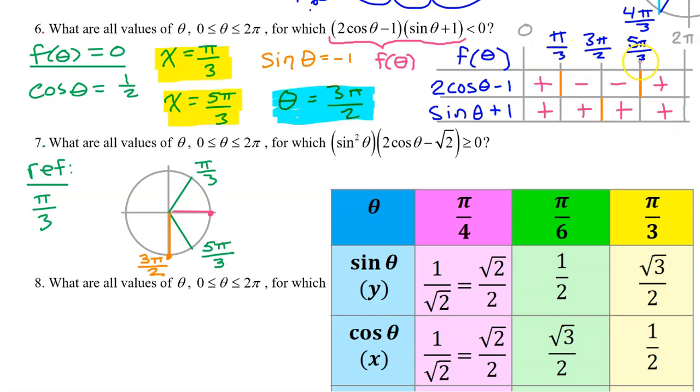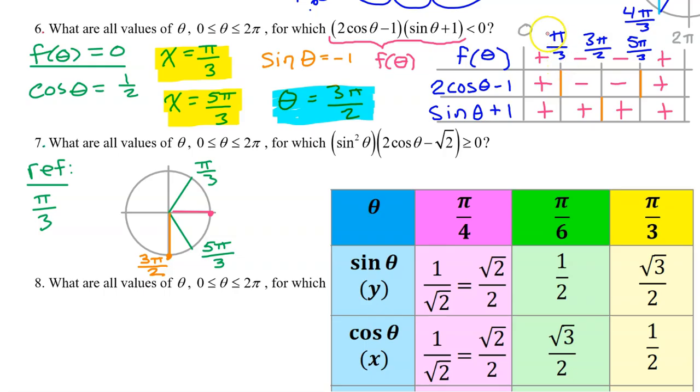What about the overall sign of f of theta? A positive times a positive is a positive. A negative times a positive is a negative. Same thing here. A negative times a positive is a negative. And a positive times a positive is a positive. We were looking for where f of theta is less than 0. So focus on these intervals where f of theta is negative. So we are going to use open circles.